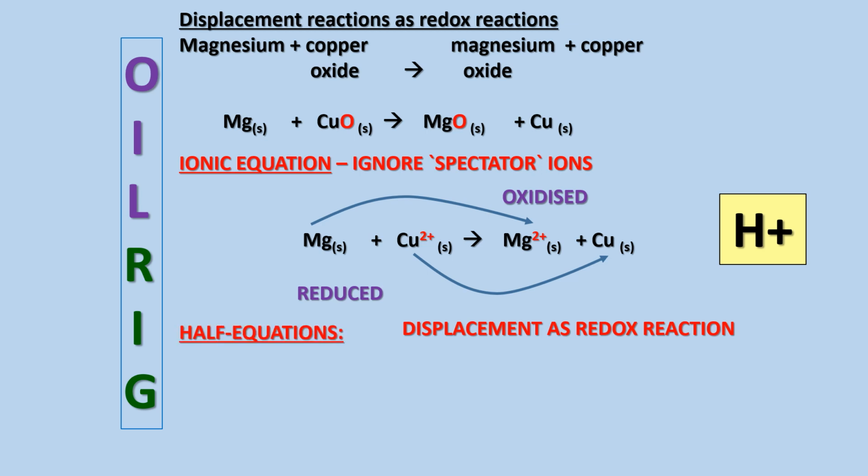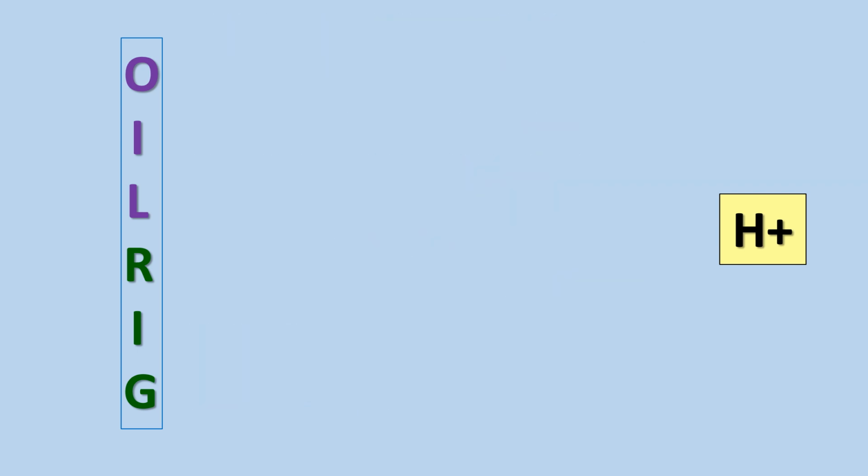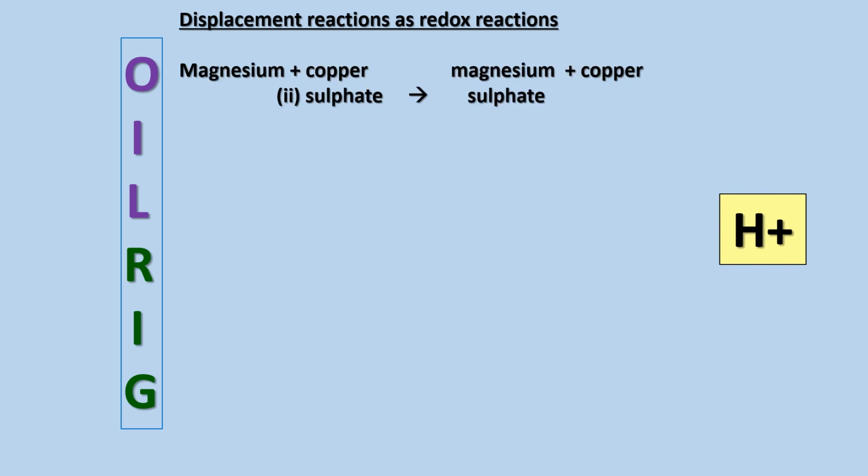We can break that down even further by doing the magnesium atom to the magnesium ion half equation and the copper ion to copper atom half equation. And we can therefore see that magnesium atoms become magnesium ions and electrons, and copper ions add electrons to them to become copper atoms. So we can follow this displacement reaction as a redox reaction.